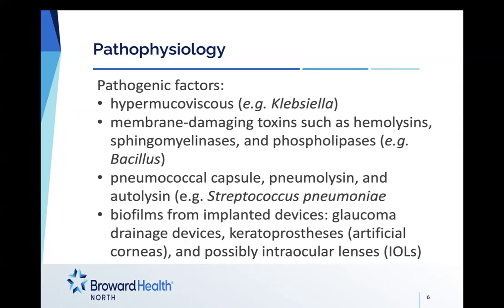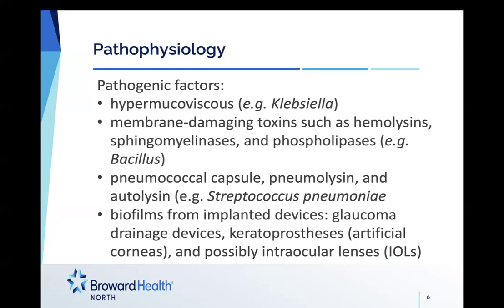Some other factors include membrane damaging toxins such as hemolysins, sphingomyelinases, and phospholipases. And these are found in the pathogen Bacillus. And so the hemolysin allows for pore formation in the cell membranes, and that leads to cell swelling and lysing. The sphingomyelinases and phospholipases break down the cell membrane of the host cell and decrease the integrity of that cell membrane, causing it to break apart as well.